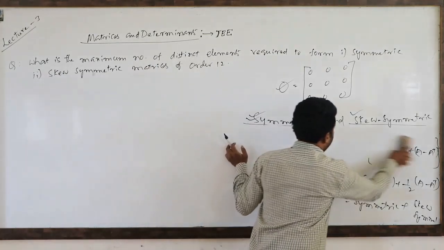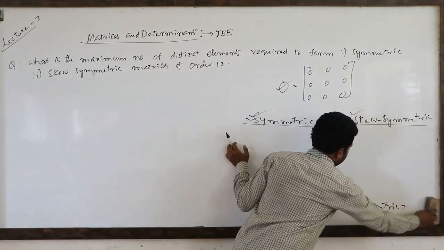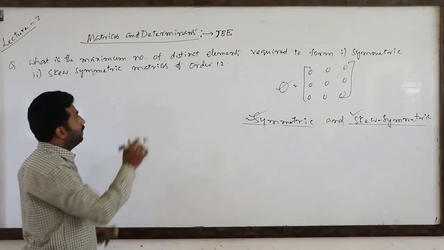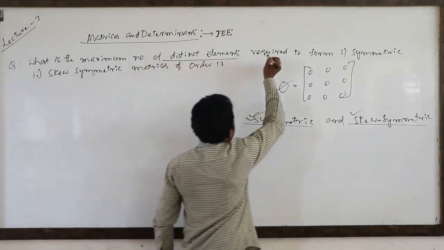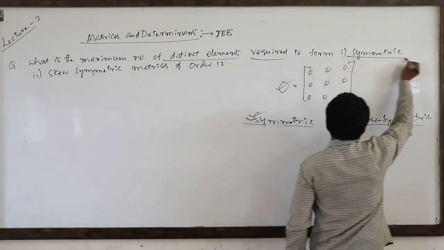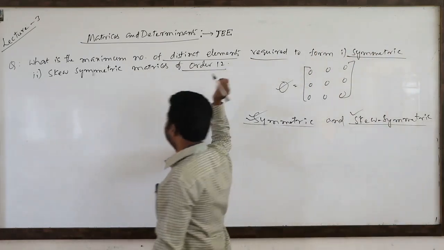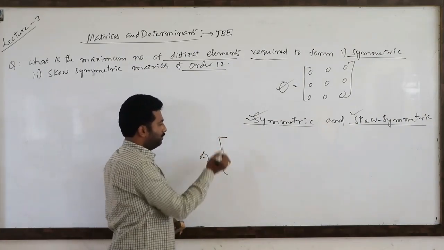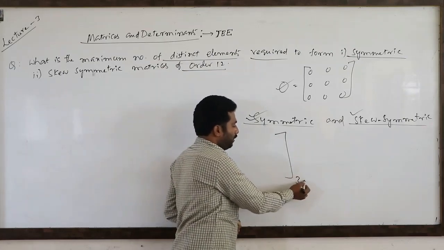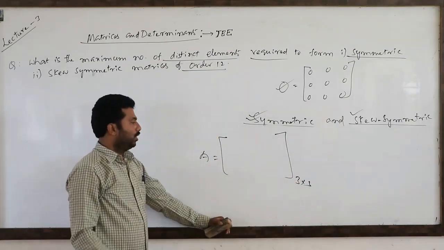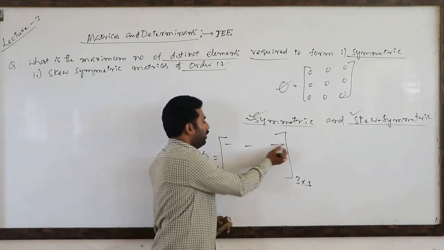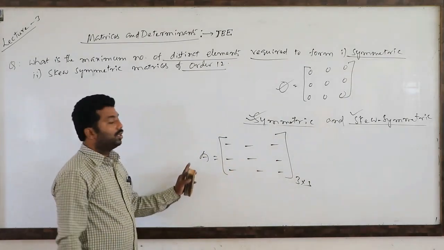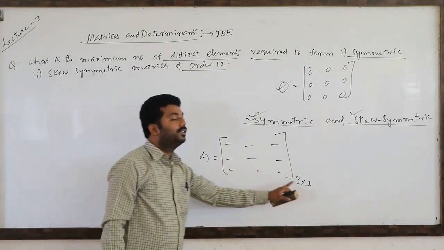Next, you observe this question: what is the maximum number of distinct elements required to form a symmetric matrix of order 12? I will explain just one problem with a simple example. First I am taking a 3 by 3 order. A 3 by 3 order needs 9 elements, 9 distinct elements to form a 3 by 3 matrix.